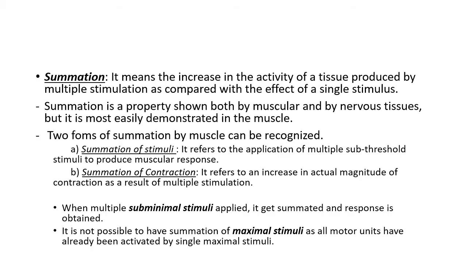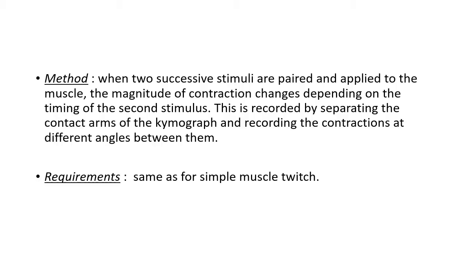Now the method. When two successive stimuli are paired and applied to the muscle, the magnitude of contraction changes depending on the timing of the second stimulus. This is recorded by separating the contact arms of the kymograph and recording the contractions at different angles between them. The requirements are the same as for simple muscle twitch, which are kymograph, muscle trough, short circuiting key, tap key, Ringer's solution, electrodes, tuning fork, etc.